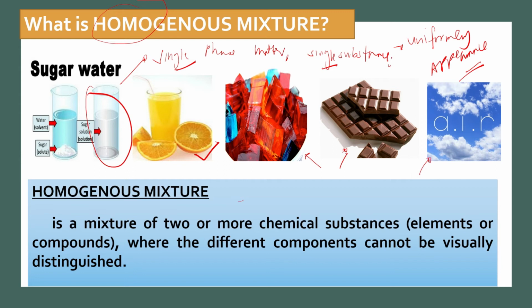Then we also have air. In air we have different gases: oxygen gas, nitrogen gas, carbon dioxide gas, and other pollutants, the small particles. However, we cannot distinguish where the oxygen is, where the nitrogen is, and where the carbon dioxide is. We just know that there is air, or we can feel that there is air, because a homogeneous mixture is a type of mixture that appears uniform to our eyes.